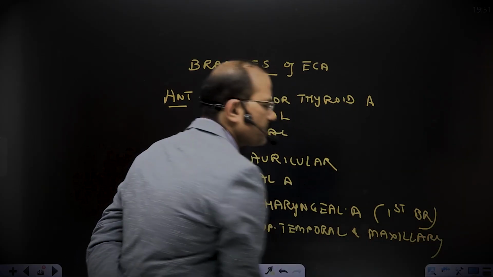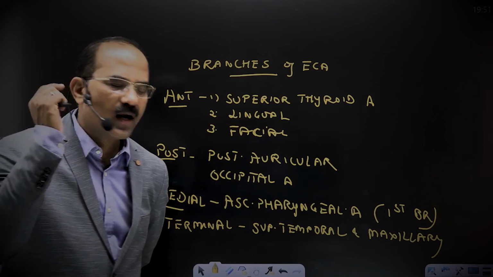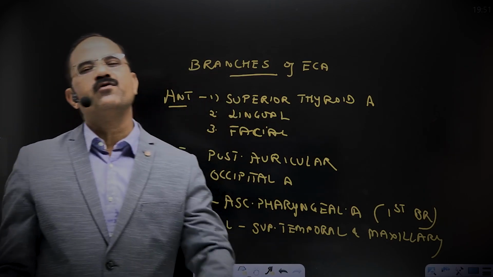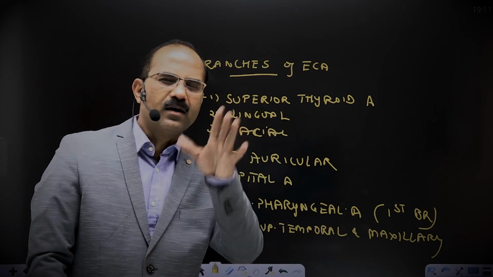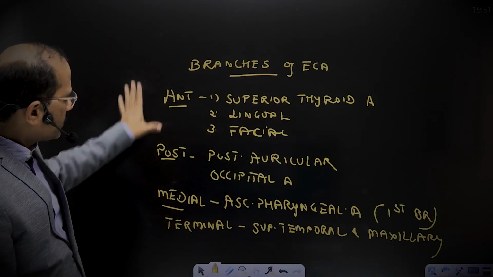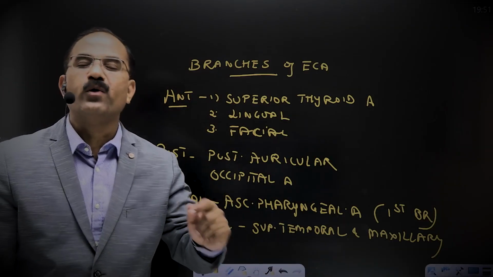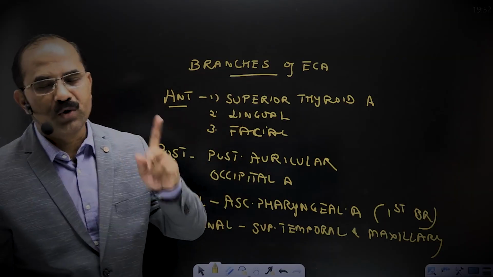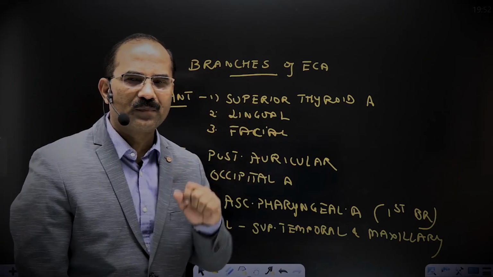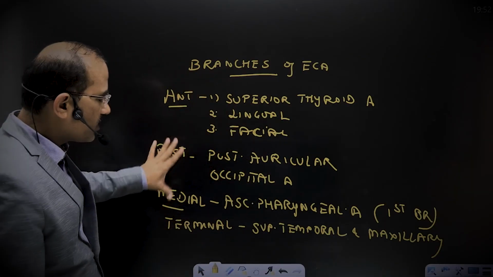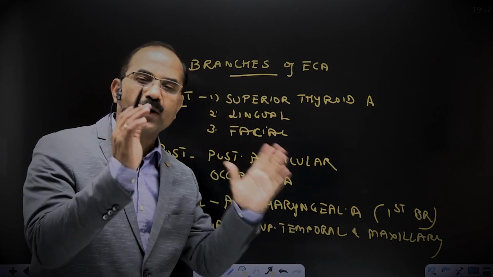Maxillary artery. This maxillary artery enters the infratemporal fossa. It goes in the infratemporal fossa, that we'll see later in the other lectures, right? So these are the branches of external carotid. The terminal branches are given within the parotid gland. That's the superficial temporal and the maxillary artery, right? So these are the main contents of the carotid triangle.